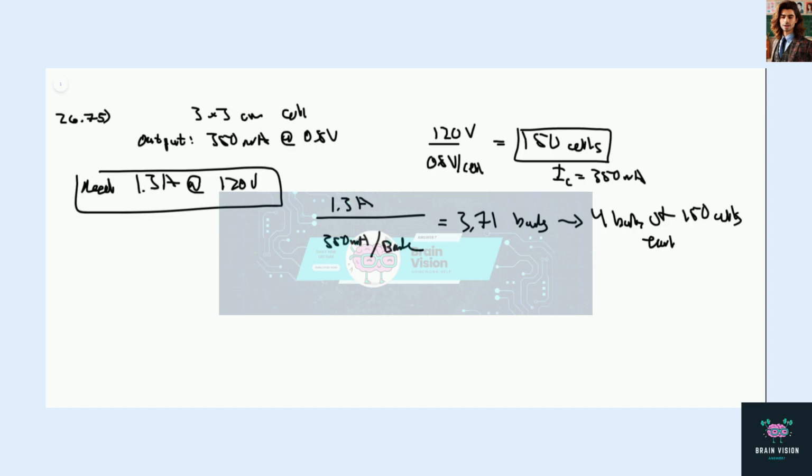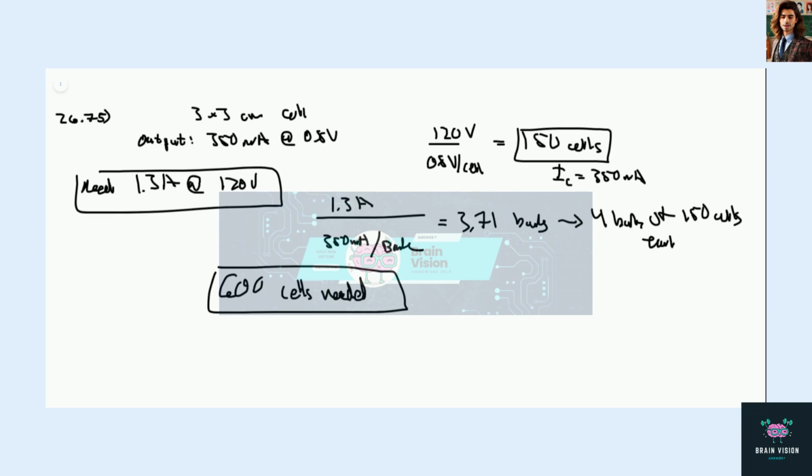So how many cells total is that? 600 cells needed. Let me write that better, sorry. 600 cells needed to create this panel.